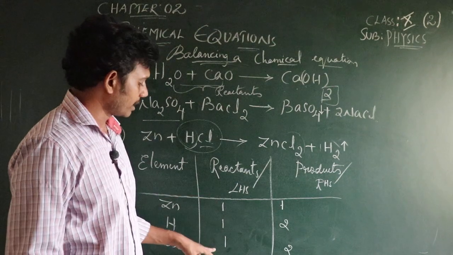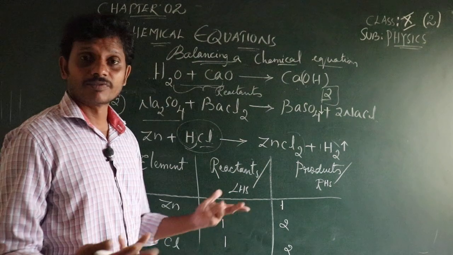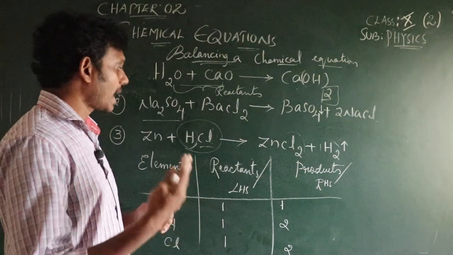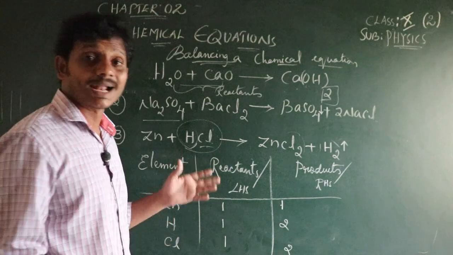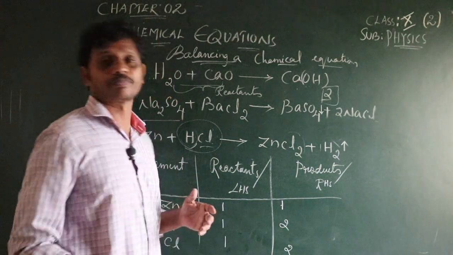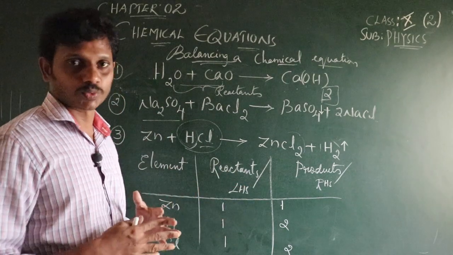And chlorine, here only 1 is there, but here 2 are there. Here also it is not balanced. For this what should we do? We need to add a number, so that this ratio remains the same. To equalize this ratio we can add a number.